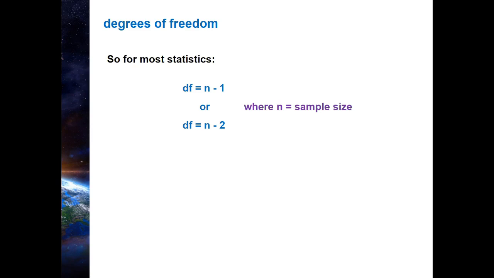It's always going to be 1 more. The sample size is always going to be 1 more than the degrees of freedom. And if I give you the sample size, then degrees of freedom is 1 less than the sample size. Now that's true when calculating the mean. There are some statistics where the degrees of freedom are n minus 2. And we'll get to that when we talk about something called correlation.